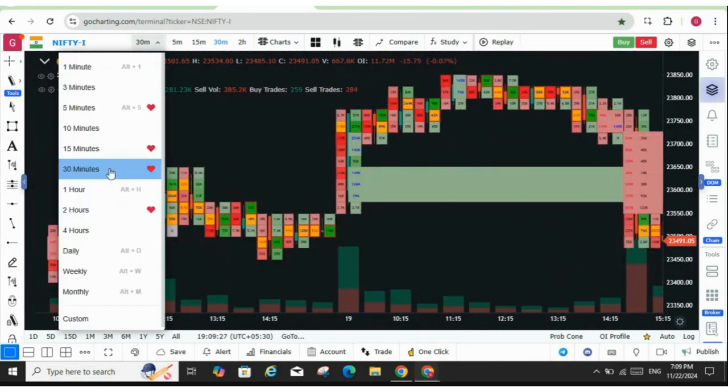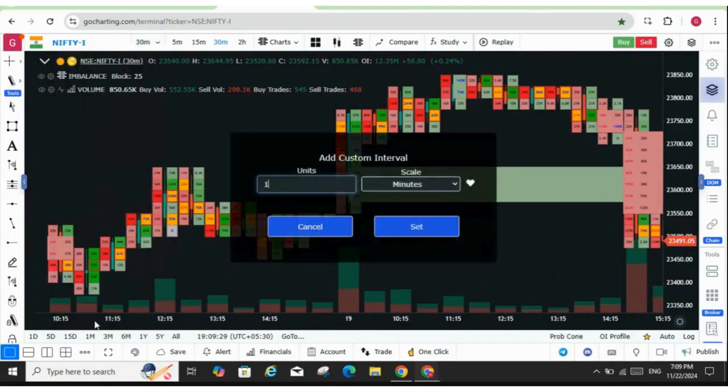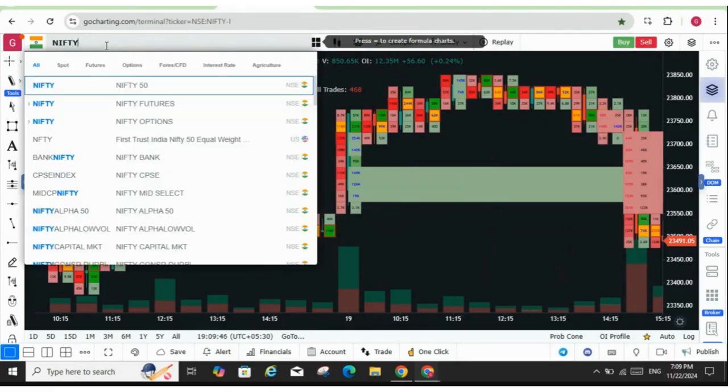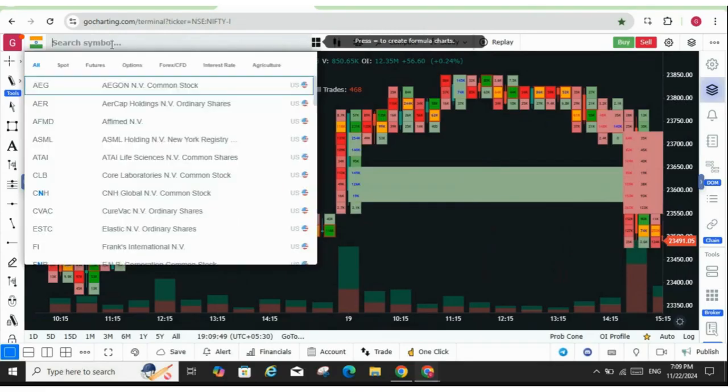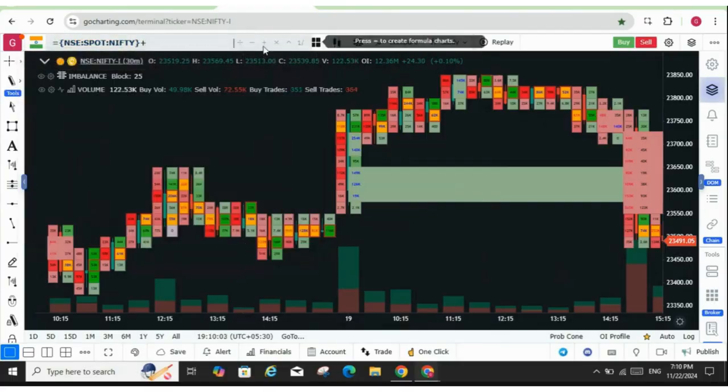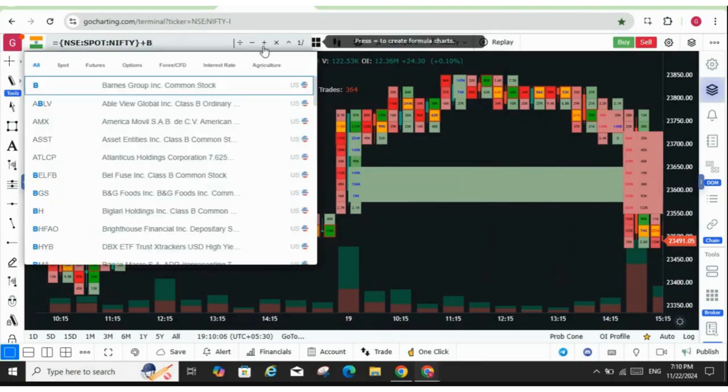From here, you can adjust the time frame, and you can also add a custom time frame. Many people want to use something like 75 minutes, a different kind of time frame. You can set all those time frames from here. We also have the formula chart. If I want to search for the Nifty chart, I can search for Nifty. But if I want to make a formula, say I want to add Nifty and Bank Nifty together, I can press equals, then search Nifty, then add plus, and then add Bank Nifty.